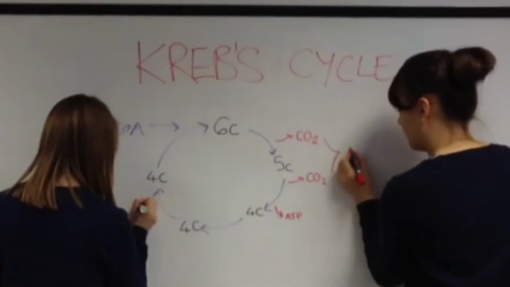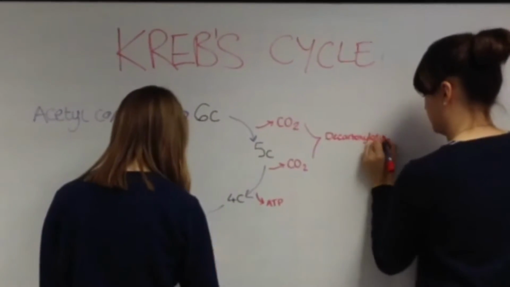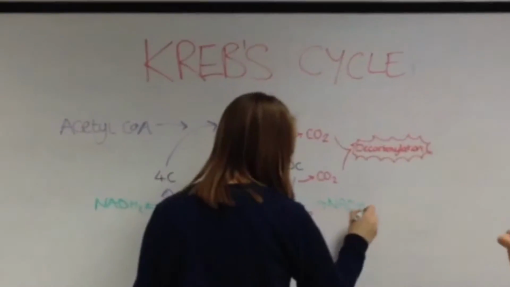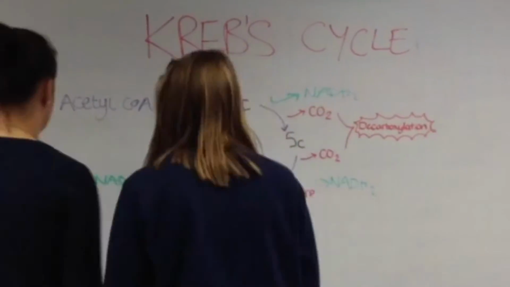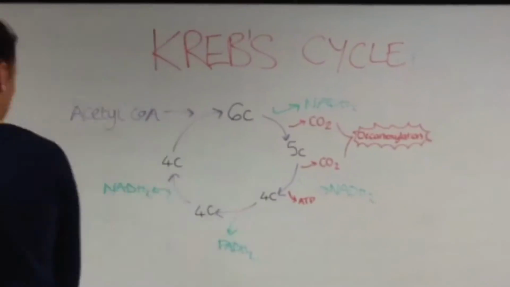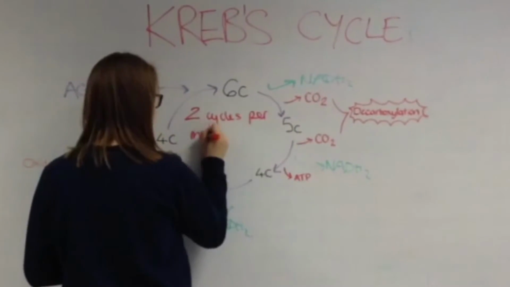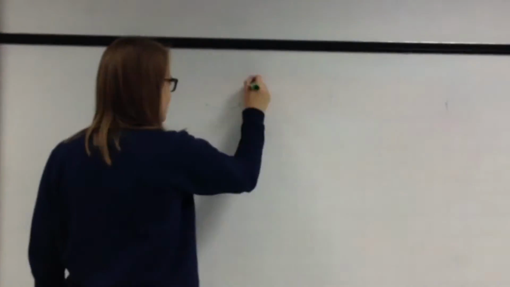The 4-carbon compound is oxidized, reducing FAD to FADH2. Similar reactions occur to finally form a 4-carbon compound which combines with acetyl-CoA from the link reaction, forming a 6-carbon compound.